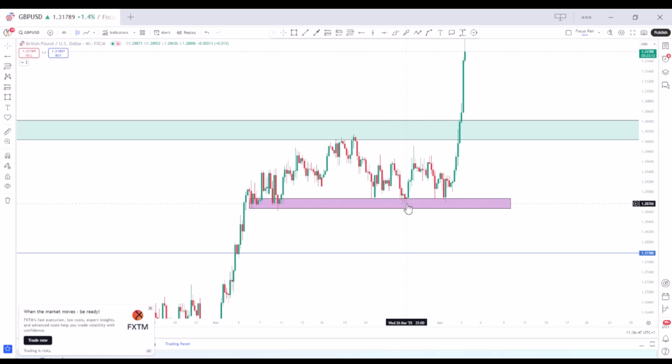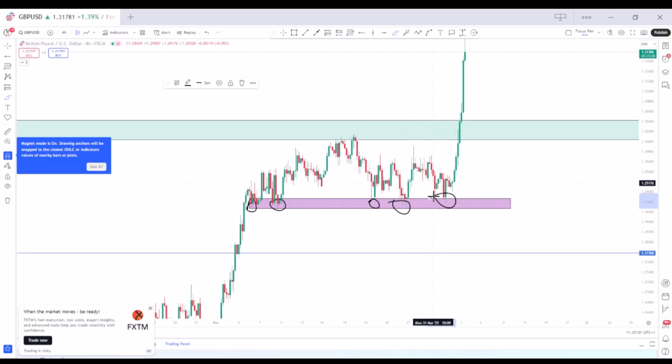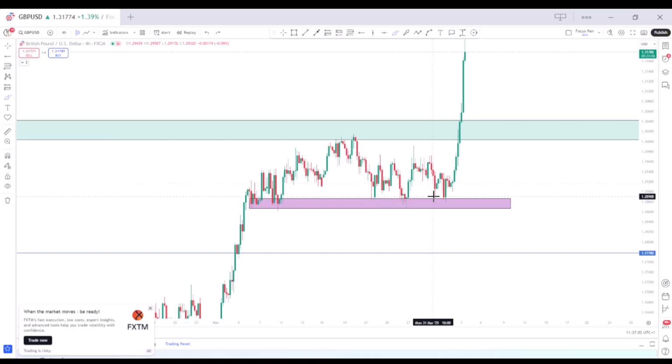Price came back here for the third time, then retested again for the fourth time. As you can see, the first time, the second time here, the third time here, the fourth time here, actually making it the fifth time at this point. So looking at that level there, I was okay. I think the price is not ready to go seriously bearish.